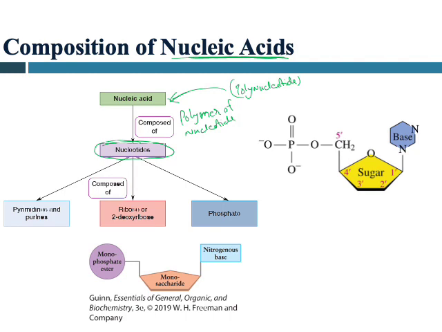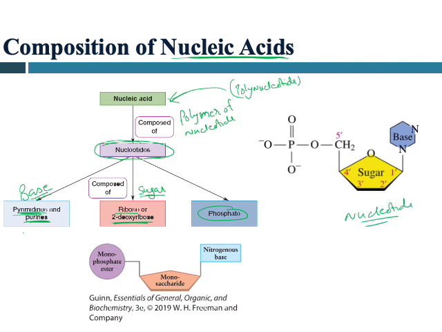A nucleotide is made up of three parts. One is called base. The second is called sugar. And the third is called phosphate. So a nucleotide is made up of three components: base, sugar, and phosphate. There are two types of base, pyrimidines and purines. And sugar can be ribose or 2-deoxyribose, and you have a phosphate. So this is the structure of a nucleotide.